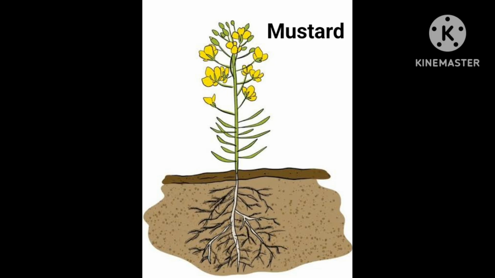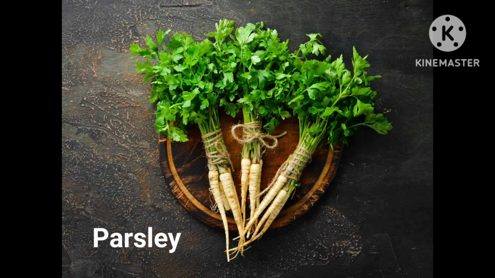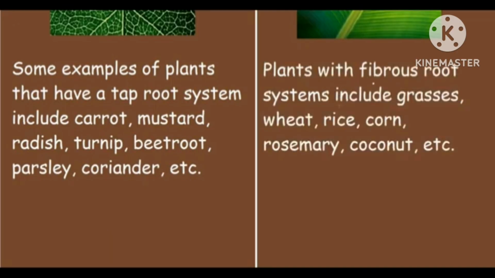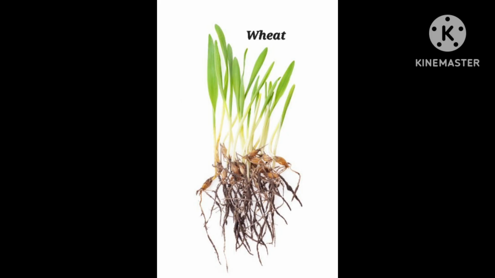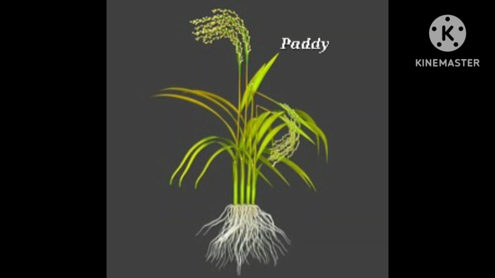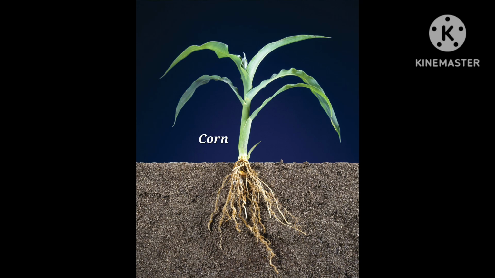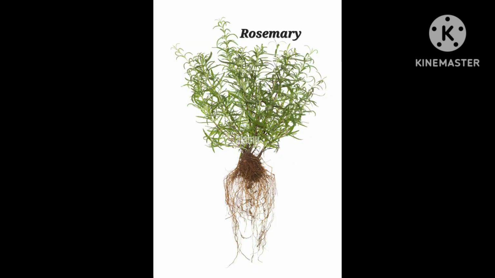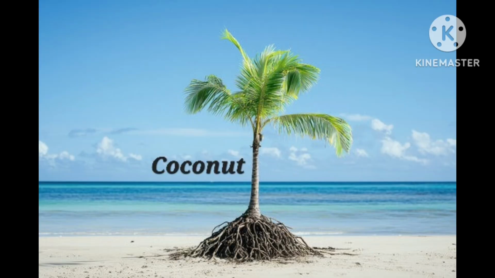Radish, carrot, turnip, parsley, mustard, coriander are all examples of taproot. Plants with fibrous root system include grasses, wheat, rice, corn, rosemary, coconut, etc. So you can see here wheat is having fibrous roots. Paddy, whose roots are spread around. Corn, which is not deep. Rosemary, hair-like roots. And even coconut, the roots are aerial.